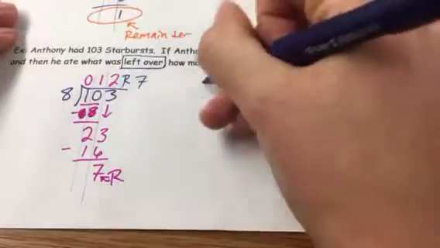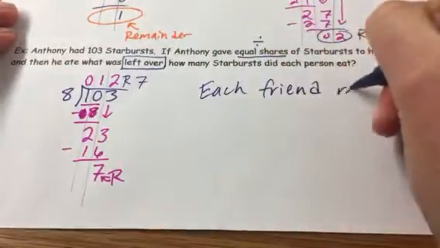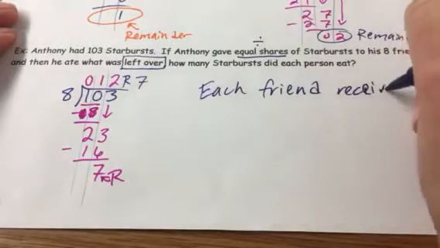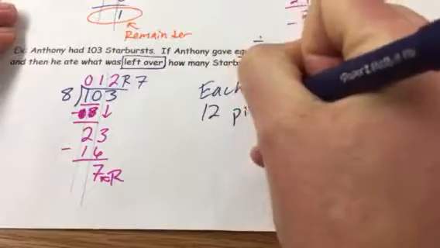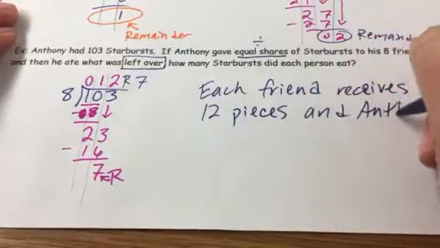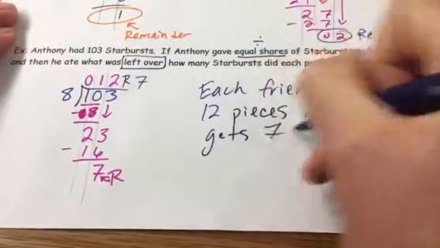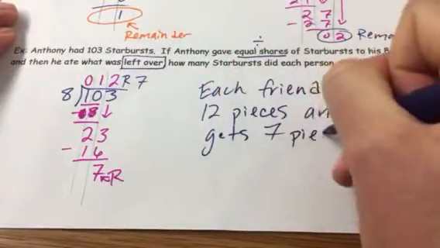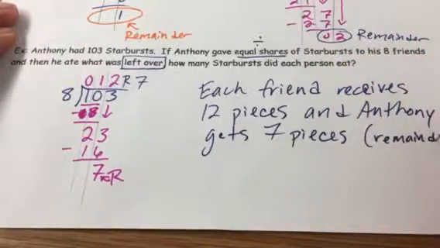We can conclude that each friend receives 12 pieces, and Anthony gets the remainder. He gets 7 pieces, because that was the remainder, what was left over.